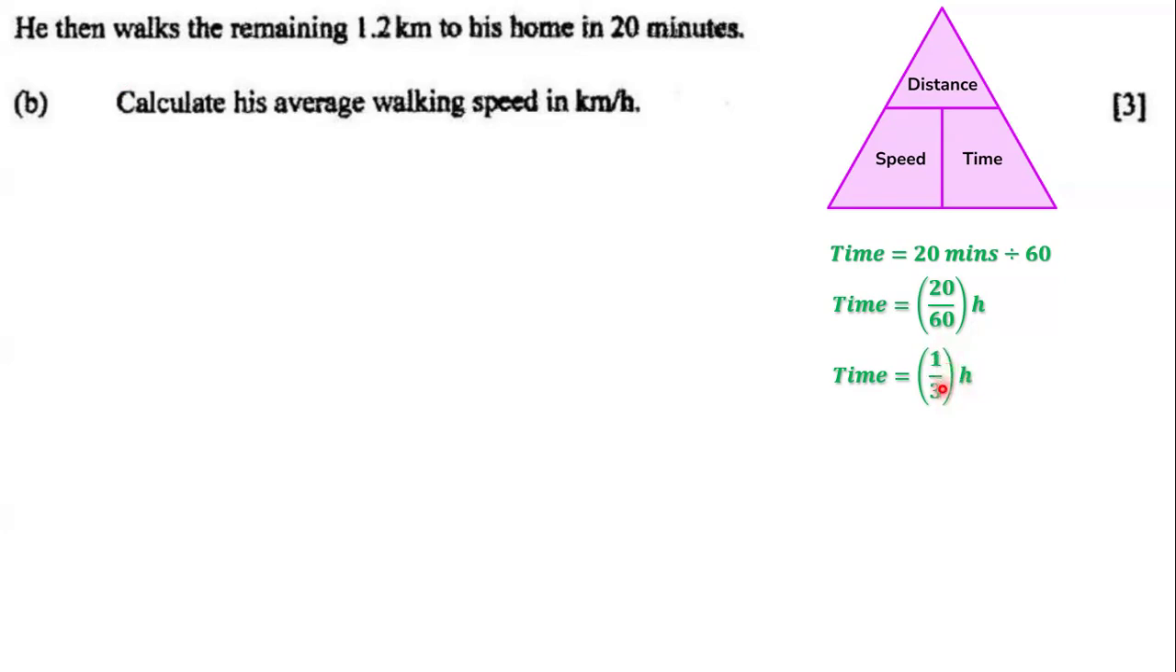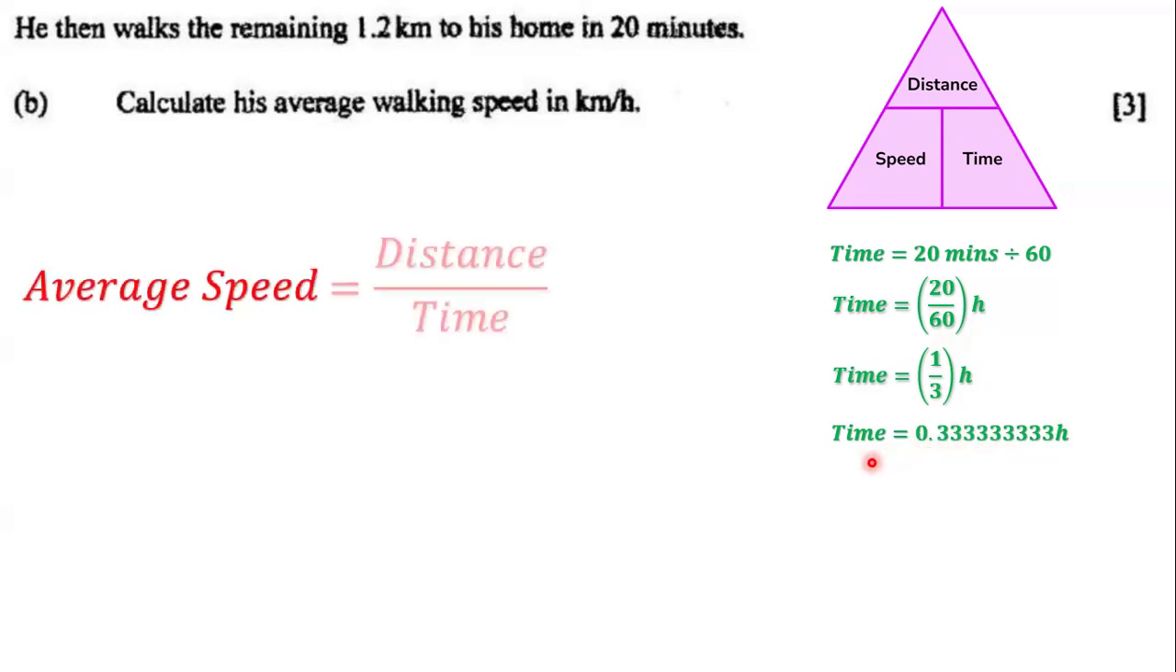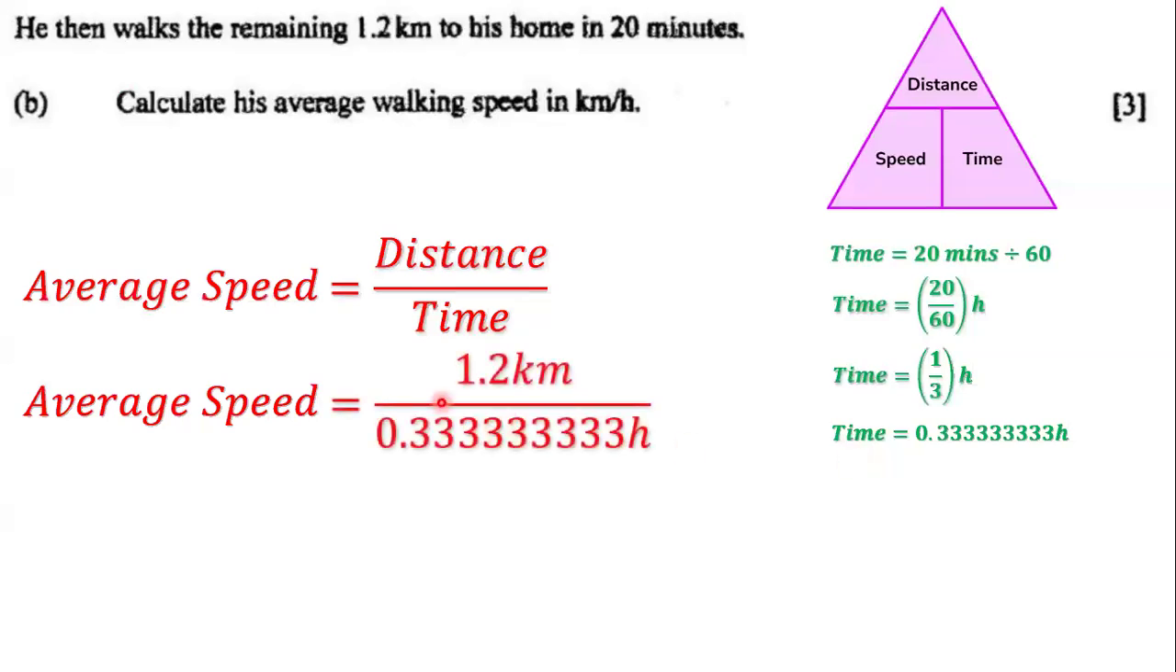1 divided by 3, written as a decimal, is 0.333, and we have the rest of the 3's. And so we're going to use the decimal representation. Okay, next, the average speed. Remember, the average speed is equal to distance divided by time. What is the distance? The distance is 1.2 kilometers. What is the time? The time is 0.333, and more 3's, hours.